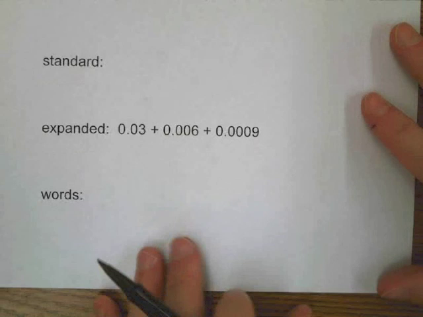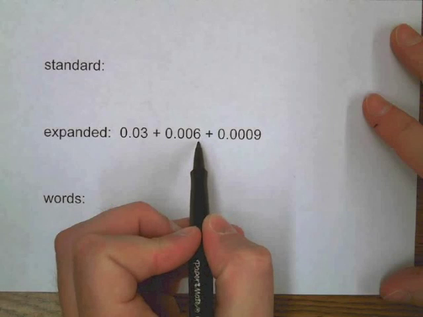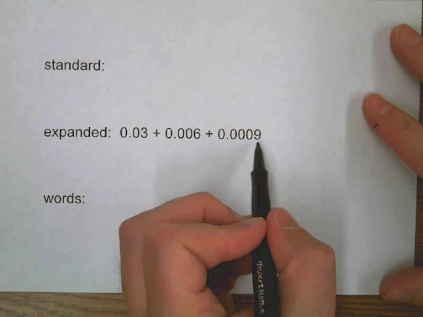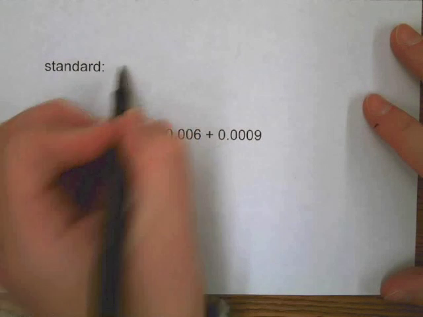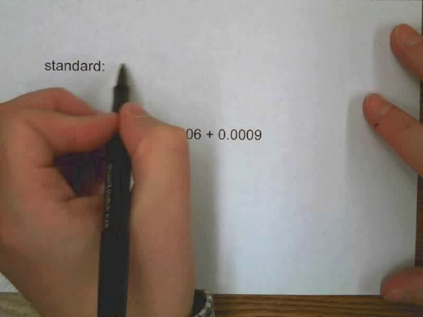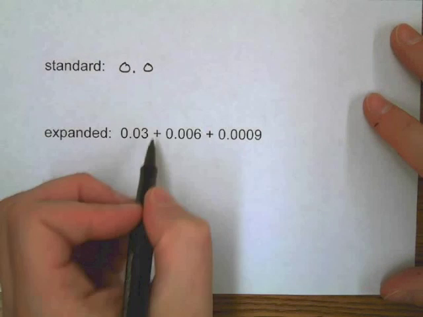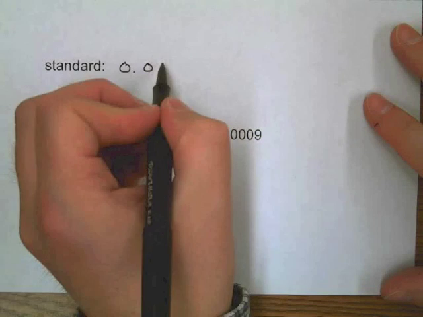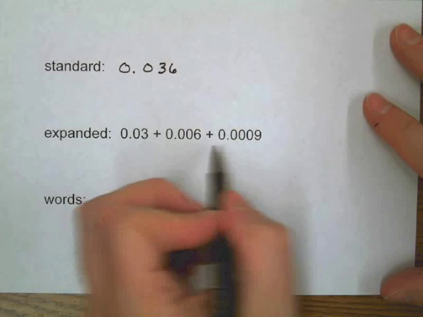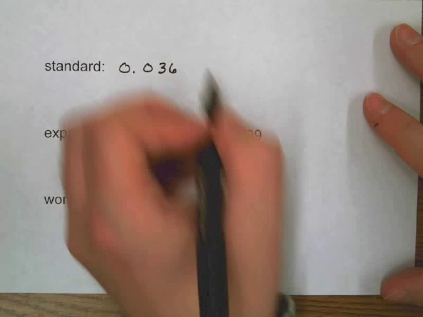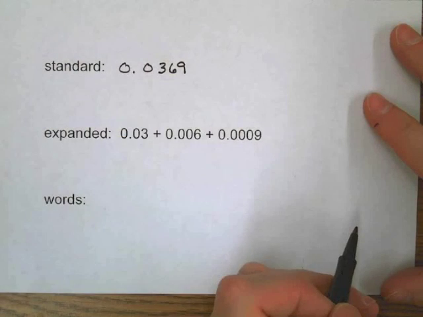Here we have this number in expanded form. We have 3 hundredths, 6 thousandths, and 9 ten-thousandths. So let's put those together here. So we have 0 in our wholes. We have 0 tenths. We have 3 hundredths. We have 6 thousandths. And we have 9 ten-thousandths. So this is how we would write this in standard form.